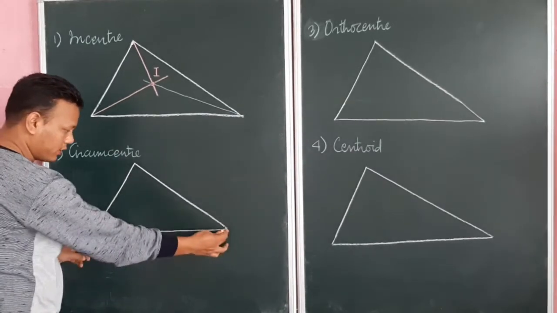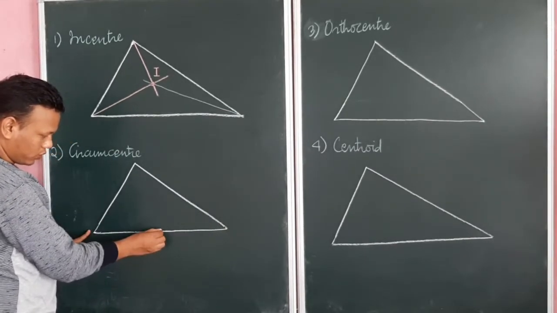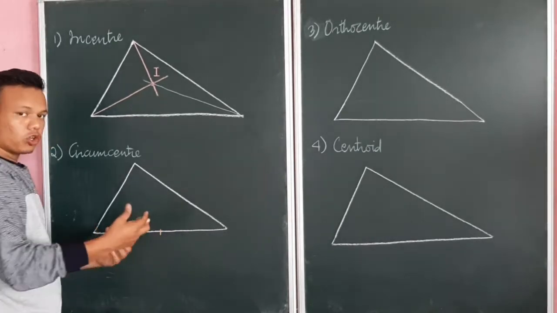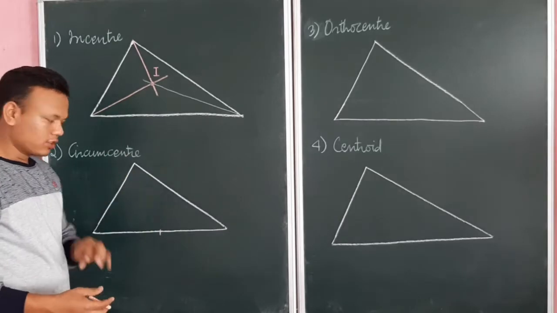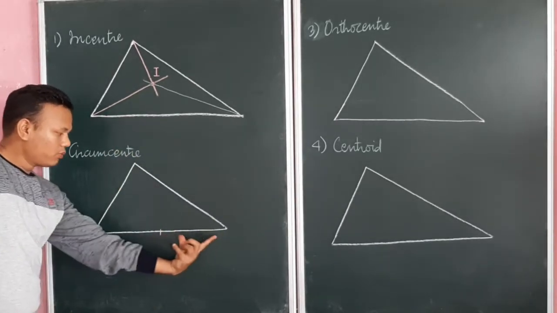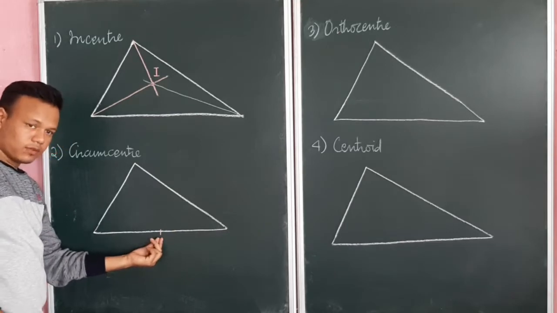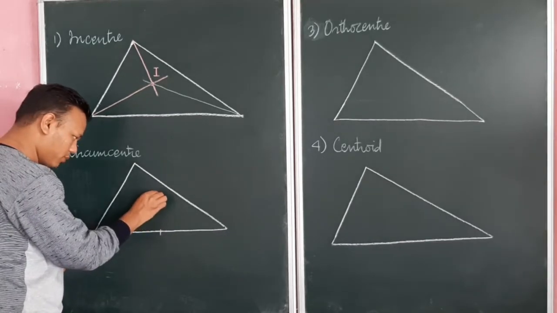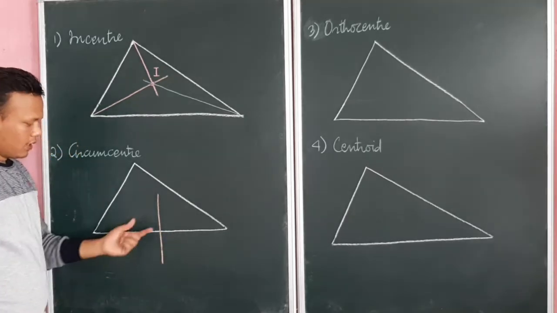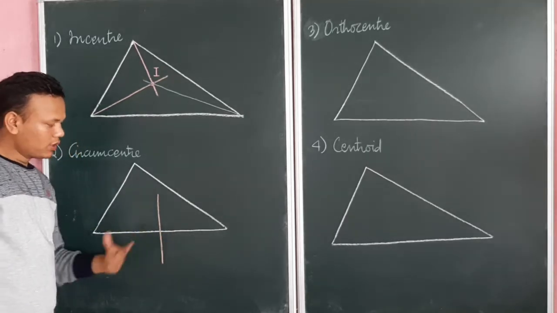Let me take this and take the midpoint. So it's lying somewhere over here. This is the midpoint because I'm talking about the perpendicular bisector, so the side has to be bisected. That's why I have taken the midpoint of this as this one. From here I have to draw a perpendicular. So this is my perpendicular bisector of this side.